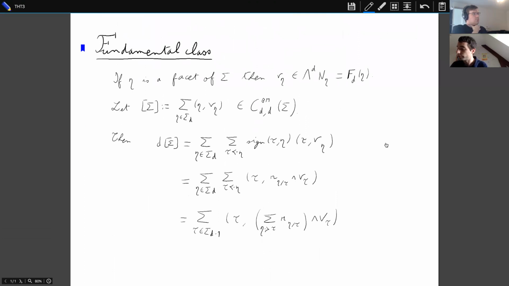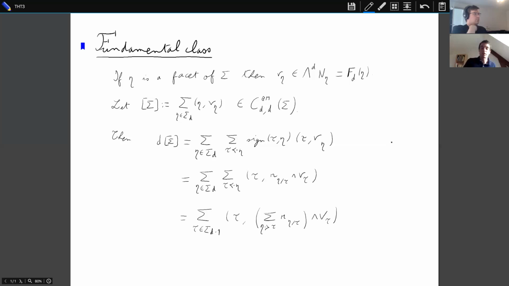Okay, so now we have the fundamental class. Tristan told it quickly, so I come back to this. If eta is a facet of sigma, so an element of sigma d, I have the orientation I choose, but this also lives in fd of eta. So I can define the fundamental class of sigma by taking any nu eta for eta a facet. This is that, and so it lives in CDD Borel-Moore.